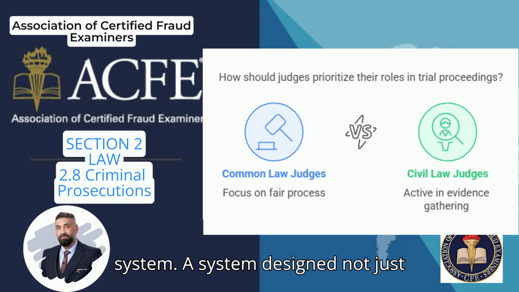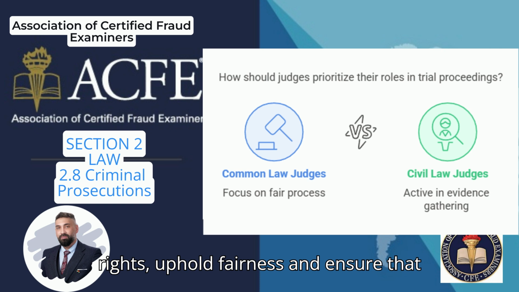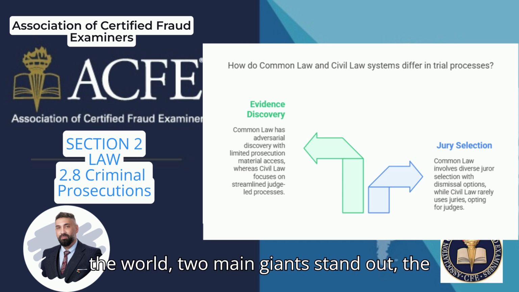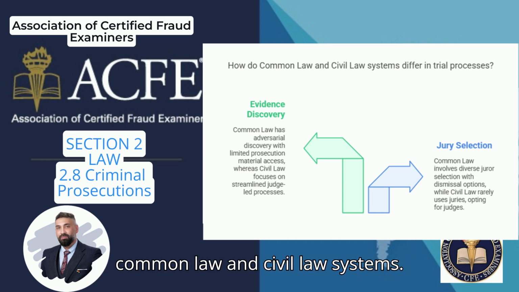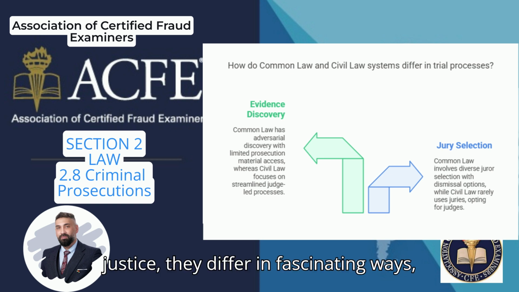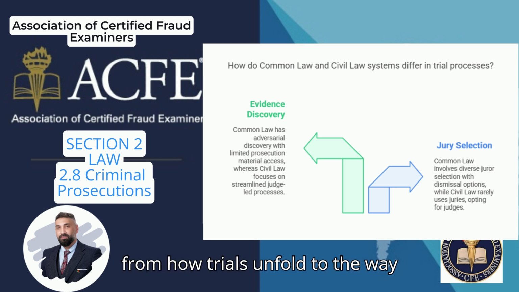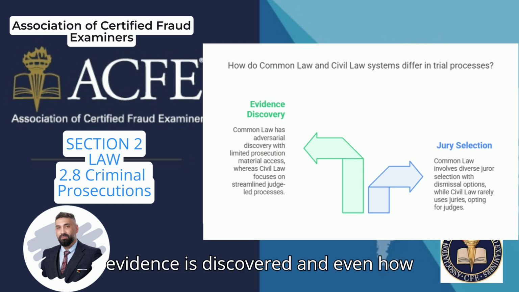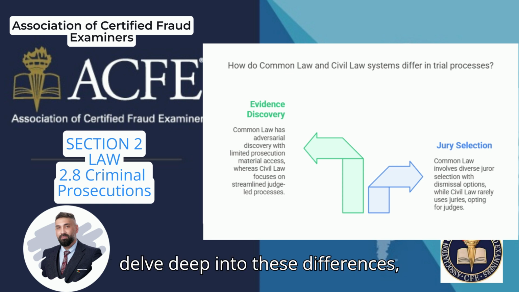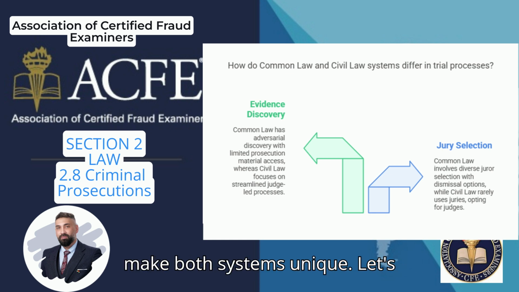A system designed not just to punish wrongdoing, but to safeguard rights, uphold fairness, and ensure that the law serves the people it governs. When we think about legal systems around the world, two main giants stand out: the common law and civil law systems. Though sharing the ultimate goal of justice, they differ in fascinating ways, from how trials unfold to the way evidence is discovered, and even how verdicts are decided. Today, we'll delve deep into these differences, unraveling the intricate components that make both systems unique.